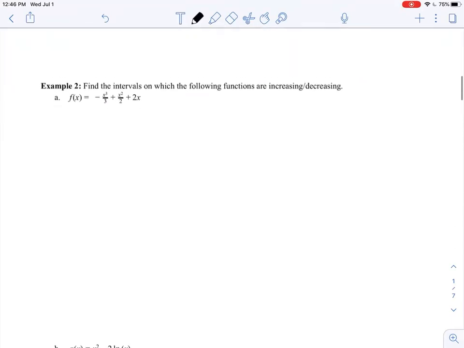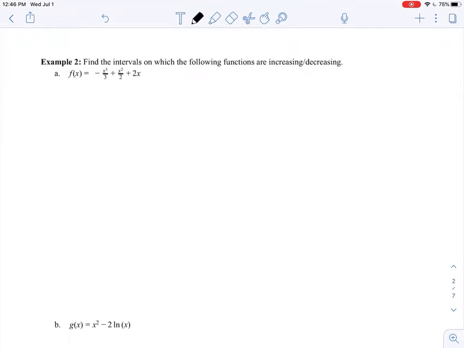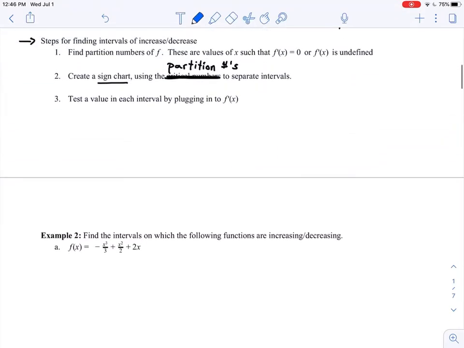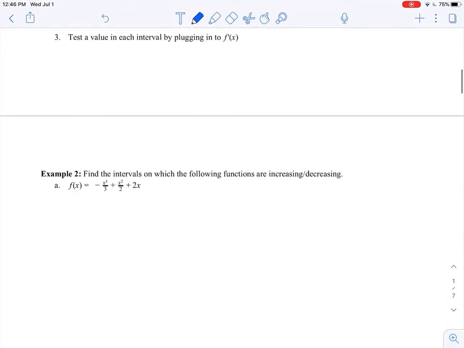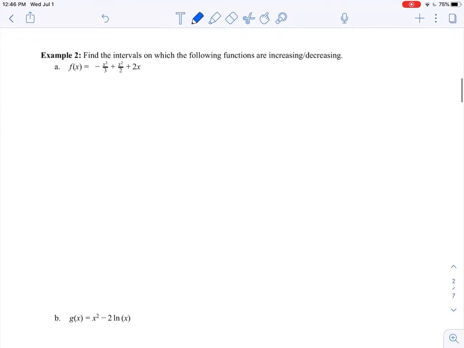First, here we'll just look at a couple of examples. First up, I have f of x equals negative x to the third over 3 plus x squared over 2 plus 2x. So I need to start, we said, by finding those partition numbers. I want to find places where the derivative is either 0 or the derivative is undefined. So first I need to find the derivative.